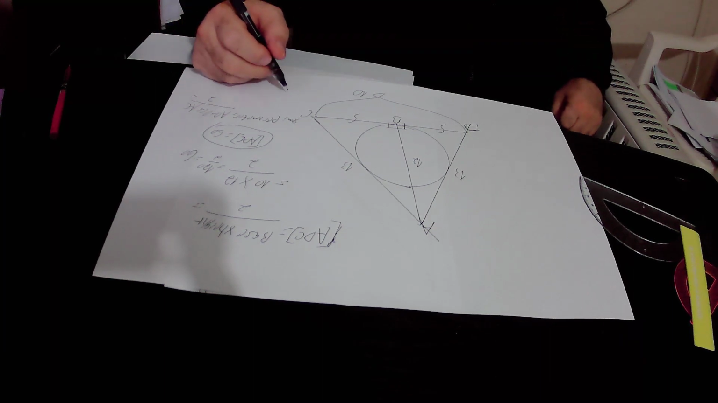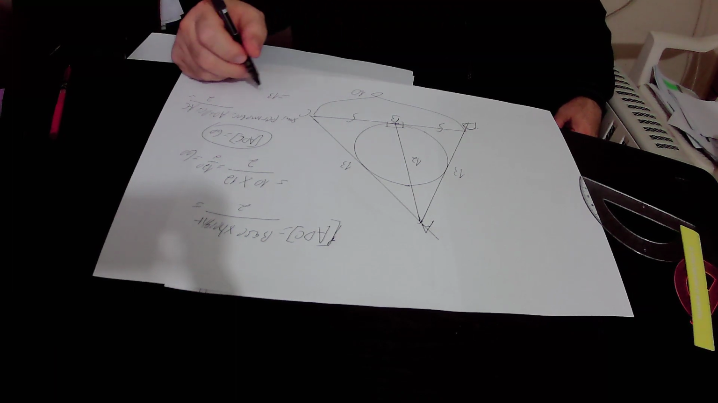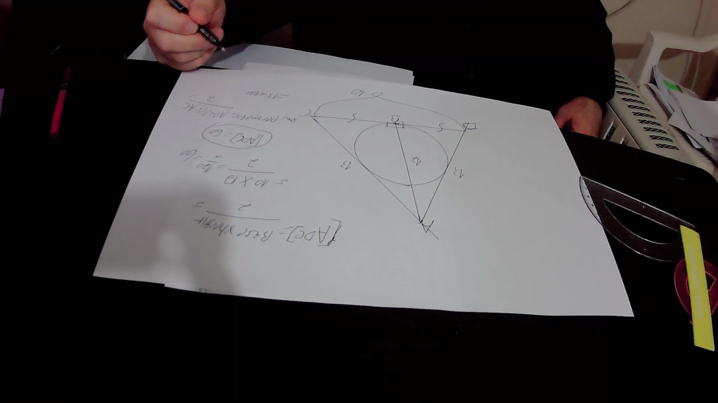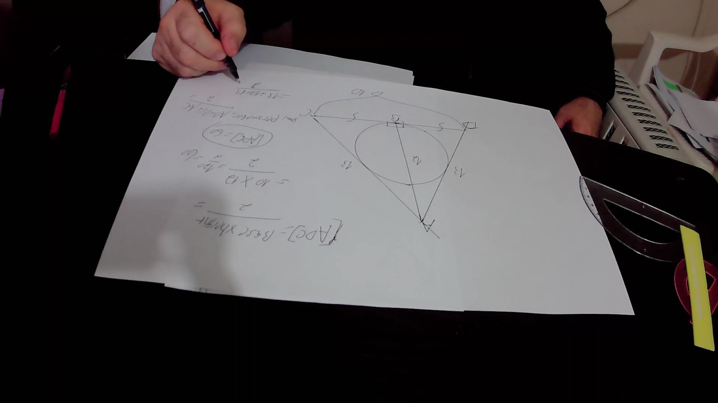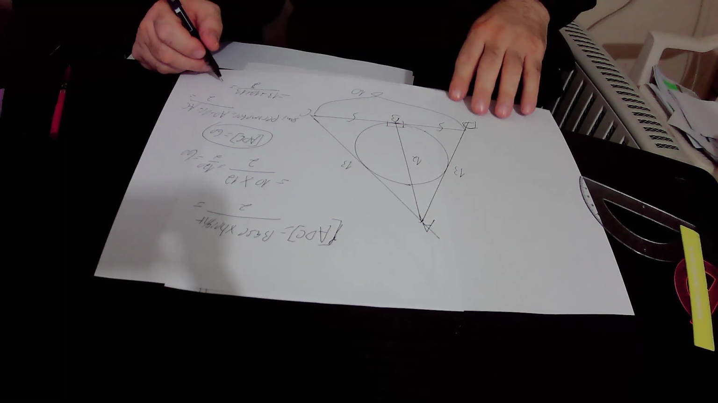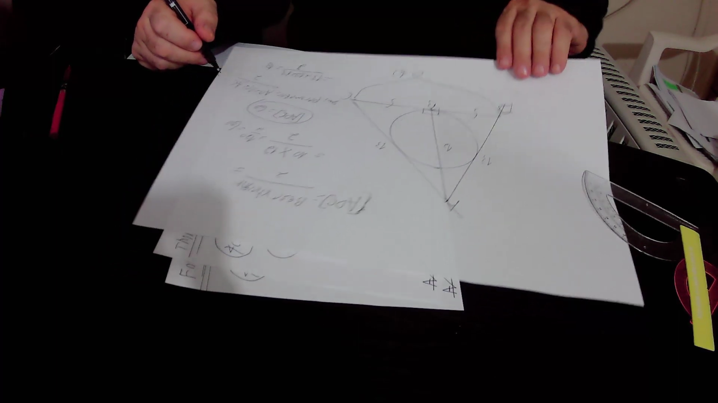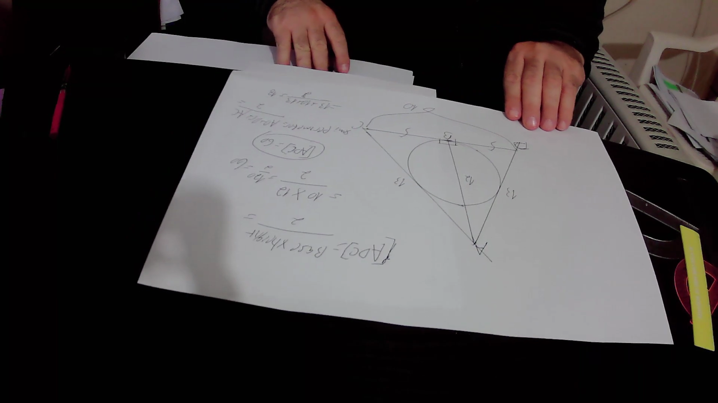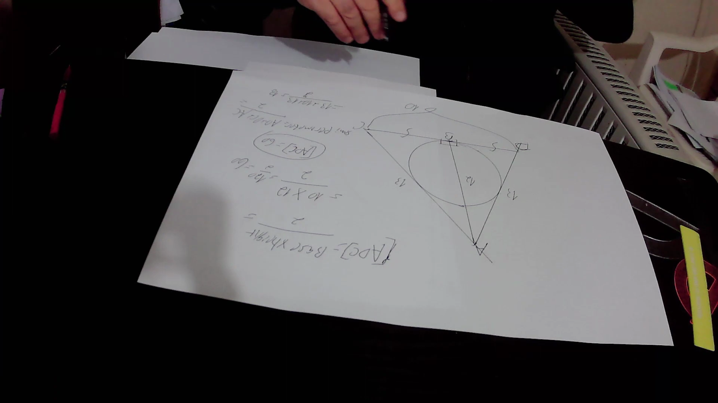It equals AD, which is 13 units, plus DC, which is 10 units, plus AC, which is also 13 units, over 2. 13 plus 13 is 26. 26 plus 10 is 36. 36 over 2 is 18. So we found out that the semi-perimeter of triangle ADC equals 18 units.